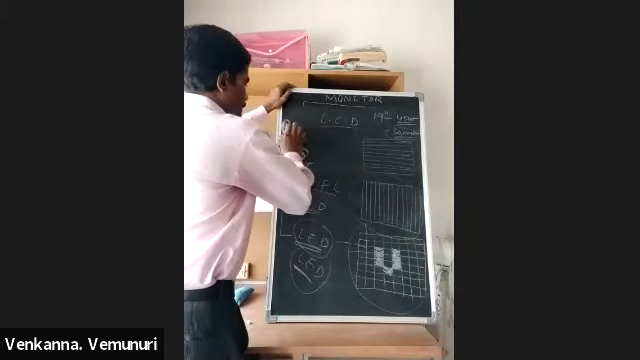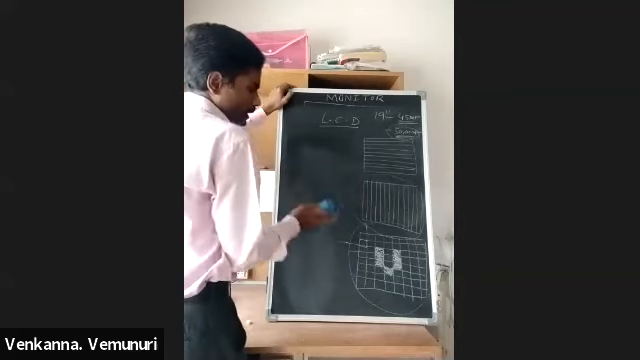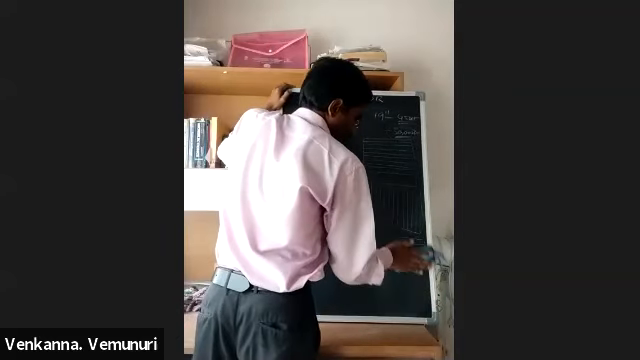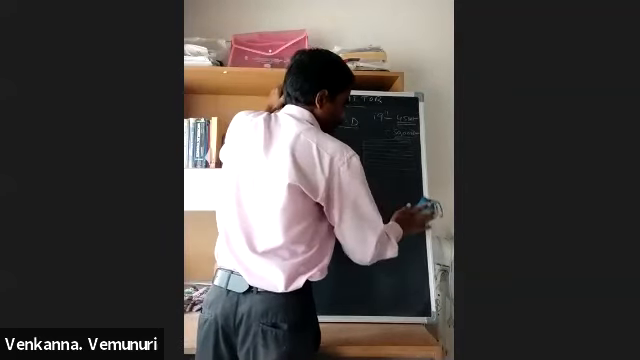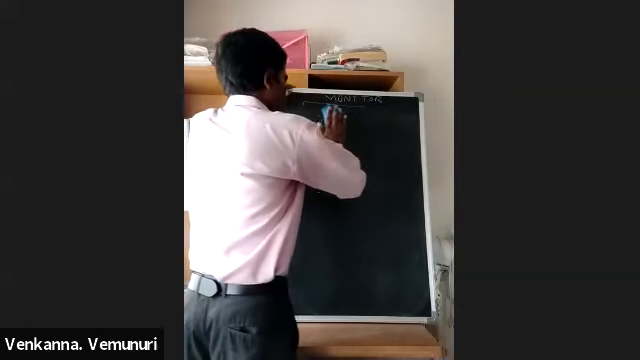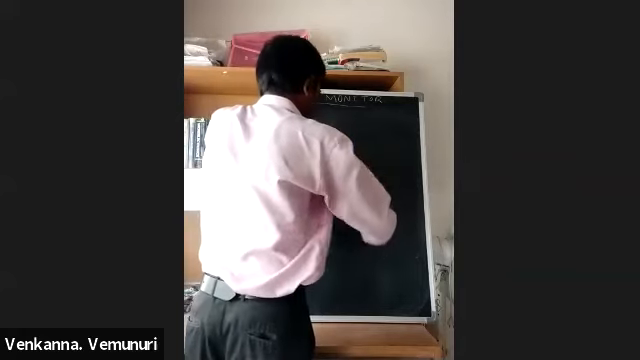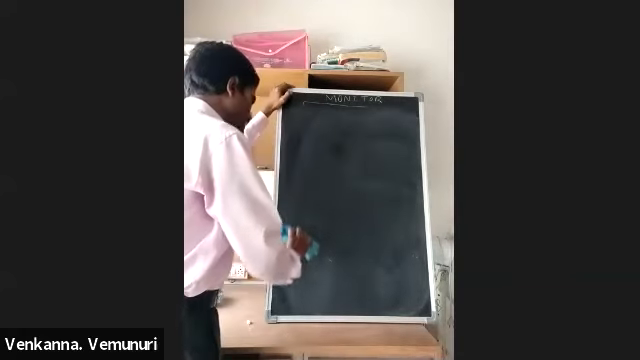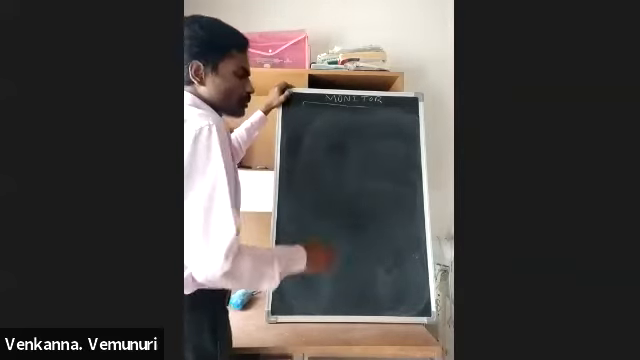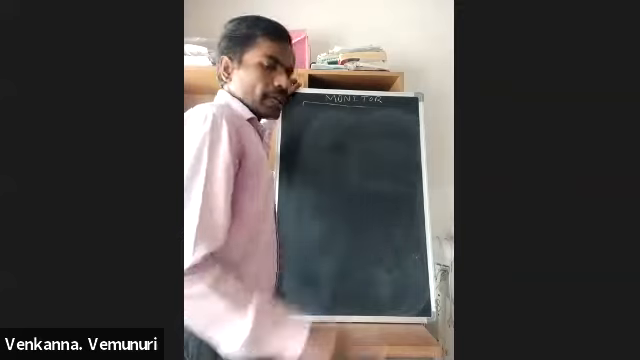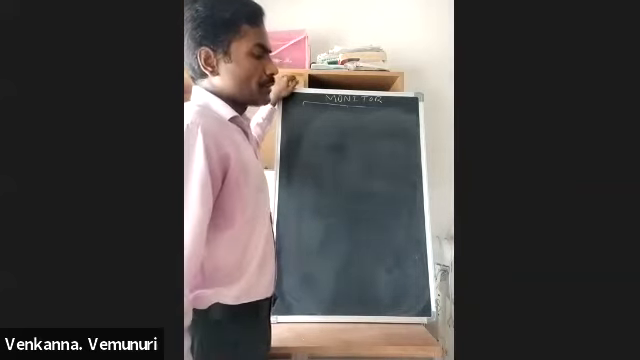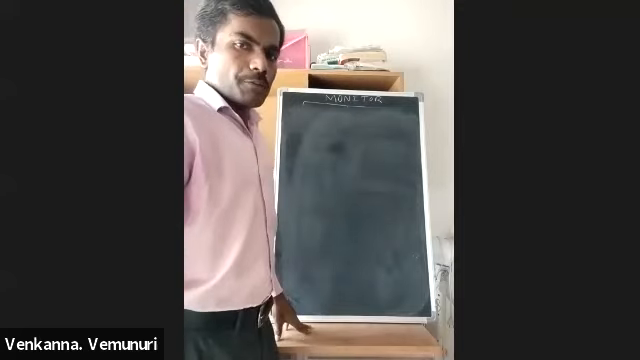What is the difference between LCD monitor and LED monitor? In an LCD monitor, in the reflector section, we are using a CCFL lamp. In an LED monitor, in the reflector section, we are using LEDs, light emitting diodes. That is the difference between LCD and LED monitor. But in both monitors we are using an LCD display. The display is common in LCD and LED. The only difference is in the reflector section.